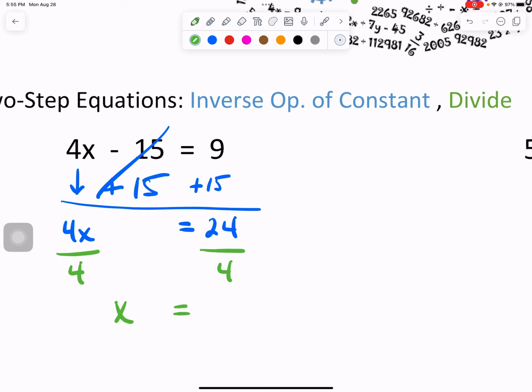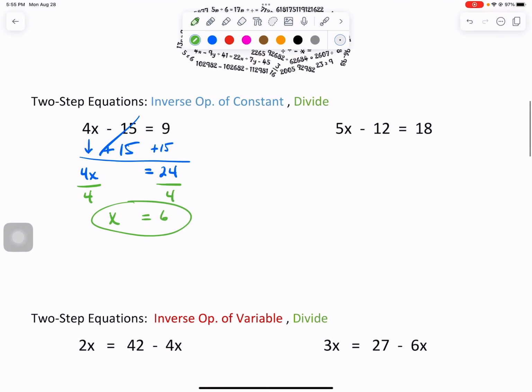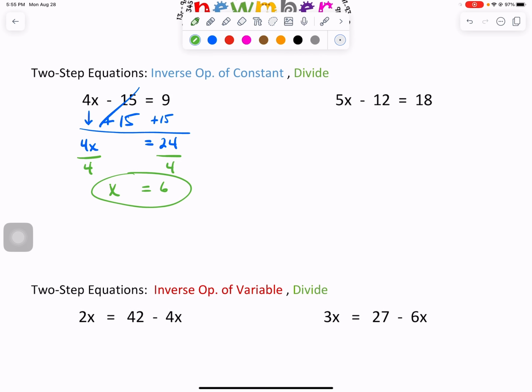Bring down your equal sign. 24 divided by 4 is, yes, 6. Go ahead and circle your answer. Okay, you might want to give the video a pause right now. Maybe jot 5x minus 12 equals 18 down, and maybe even do 3x equals 27 minus 6x, because you will have that opportunity to check your work.